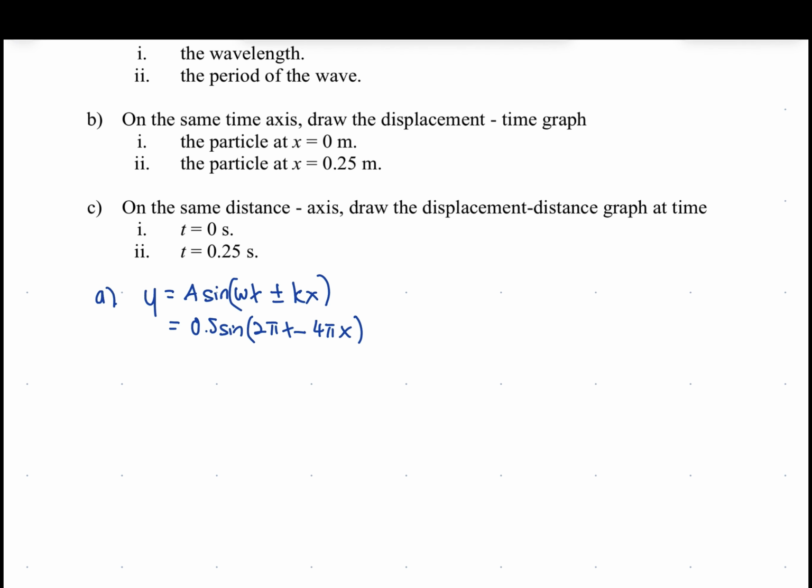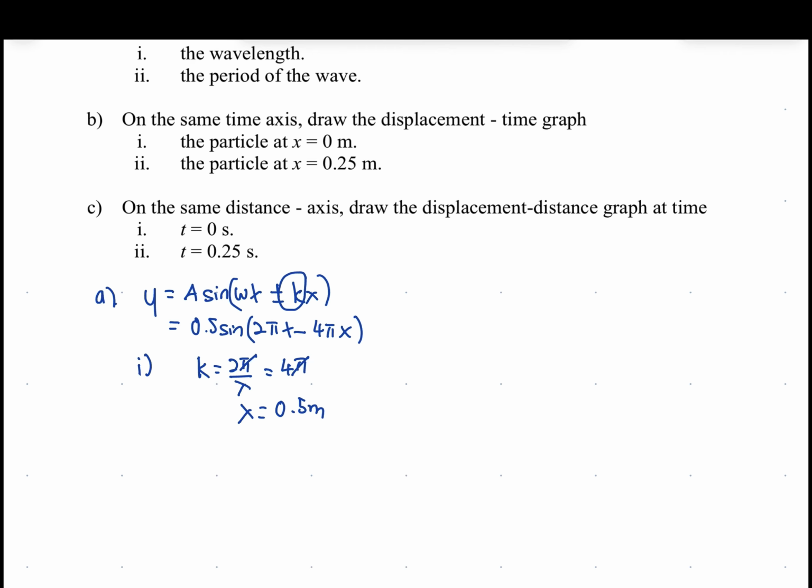So the first question they ask you, A1, is the wavelength. To determine the wavelength, we look at the wave number here. If we compare the wave number with the equation given, the wave number would be equal to 2π over λ, and the wave number from the equation is 4π. So from here I can cancel out, rearrange my equation, and my wavelength will be 0.5 meter.